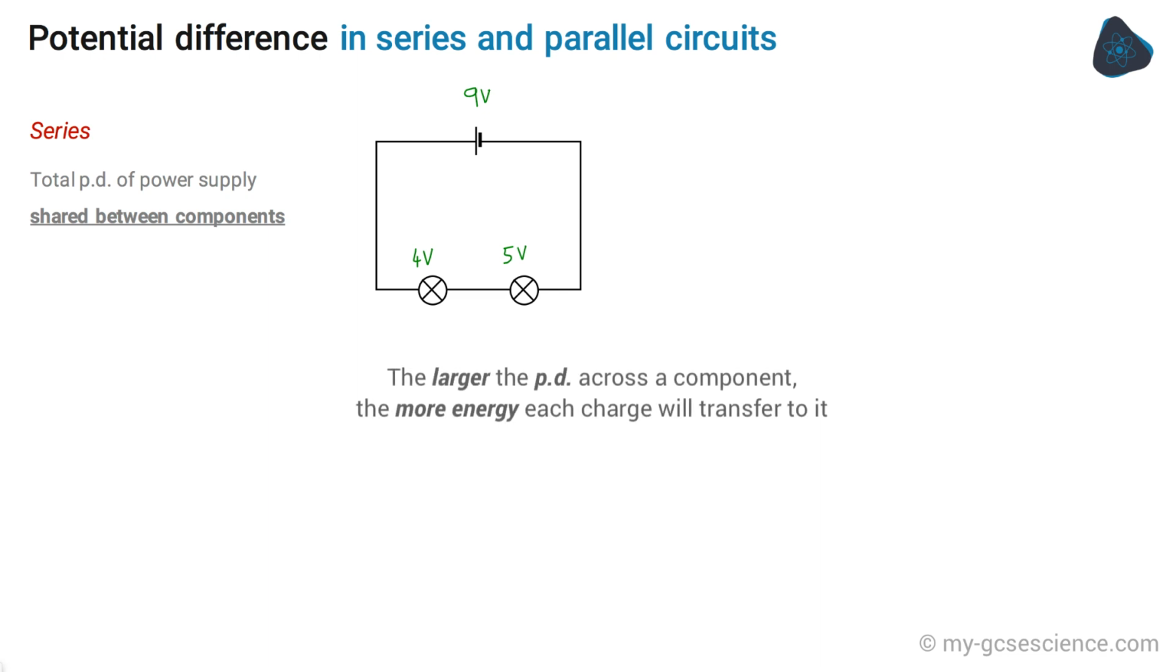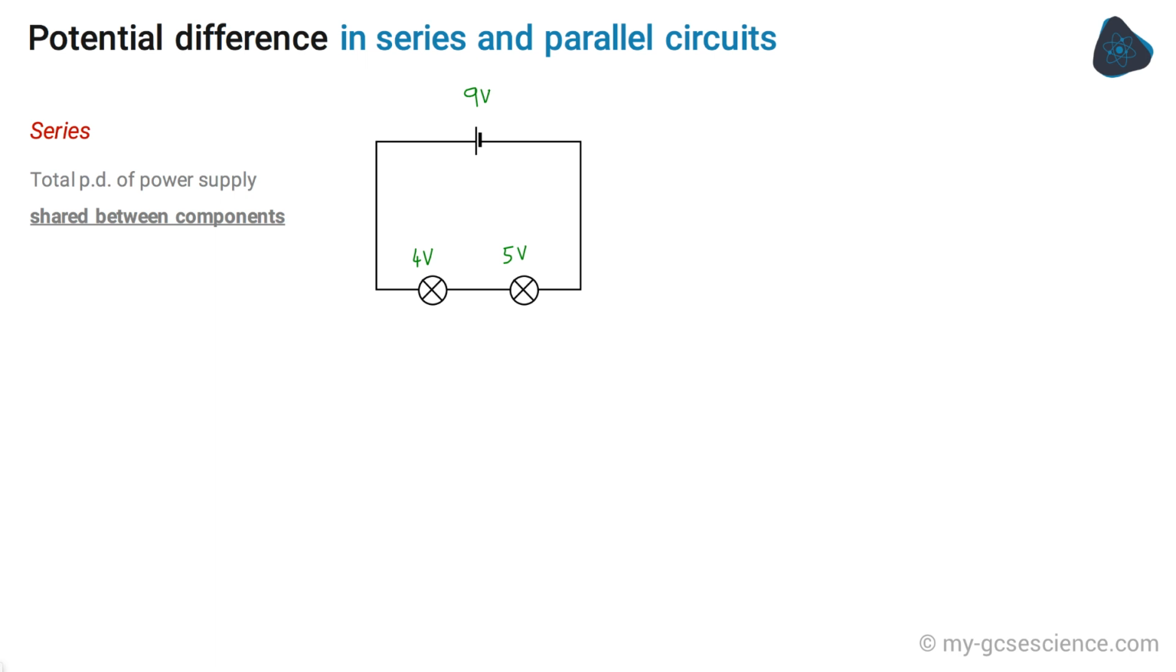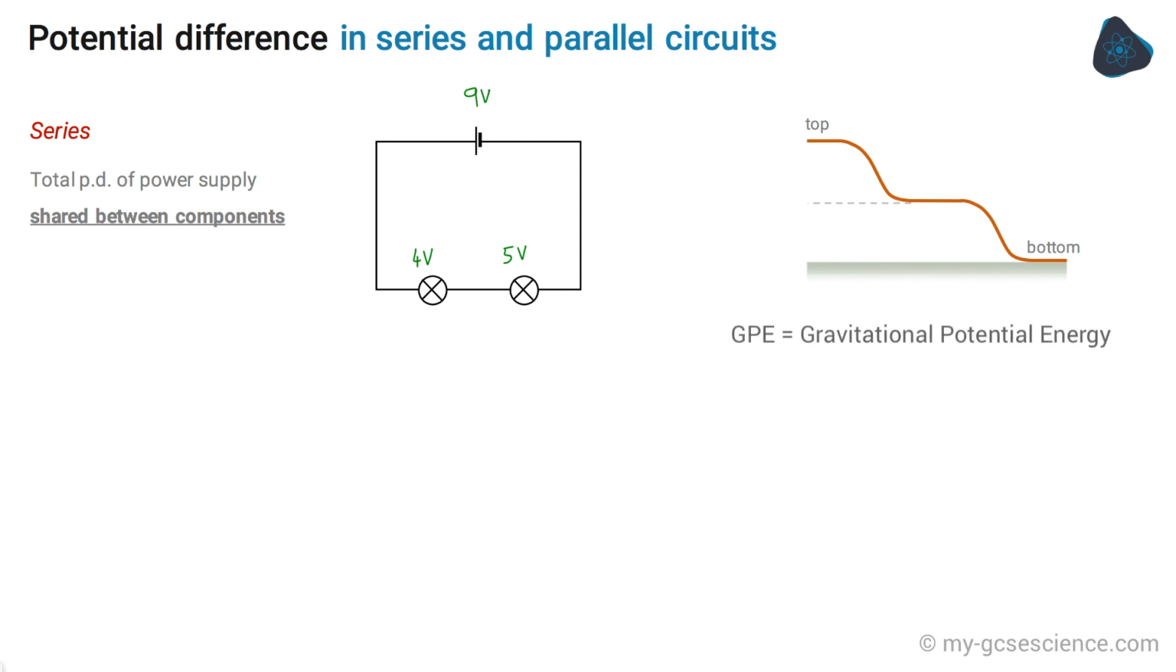But how does that explain this circuit? Let's forget about circuits for a moment and think about roller coasters instead. Looks pretty scary, doesn't it? To get from the top to the bottom of our roller coaster, we have to go down 2 hills, this one and this one. As we go down each of these hills, we'll lose GPE. The total amount of GPE we lose from top to bottom will be equal to the amount of GPE we lose going down the first hill plus the amount we lose going down the second hill.